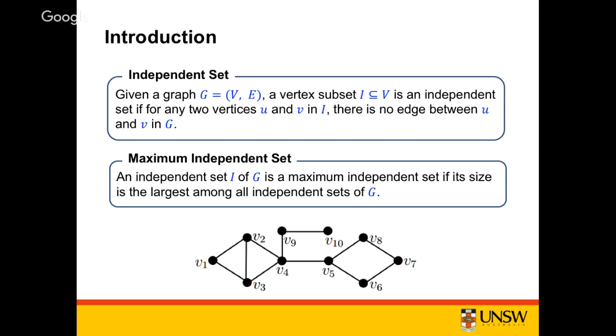An independent set is a subset of vertices such that there's no edge between any two vertices in the subset. A maximum independent set is an independent set with the largest size among all such independent sets. For example, for this graph, these four vertices are an independent set because there's no edge between any two of them. However, it is not a maximum one. This is a maximum one with 5 vertices.